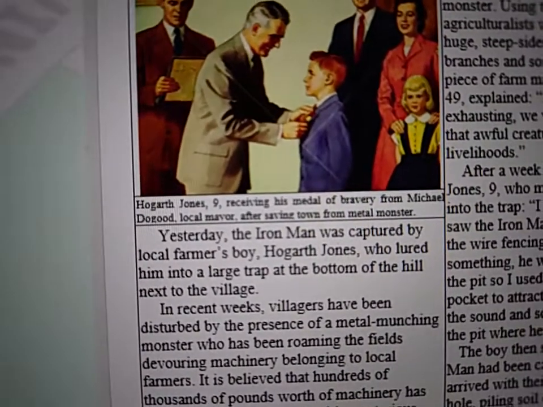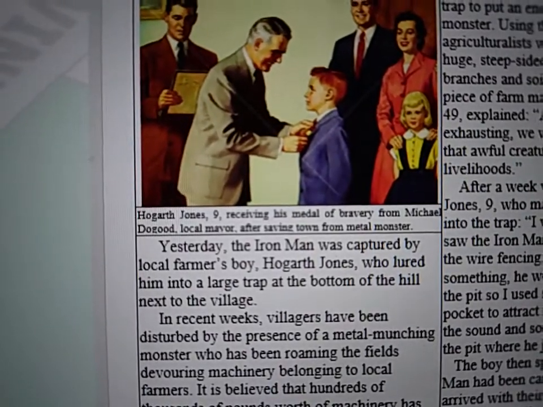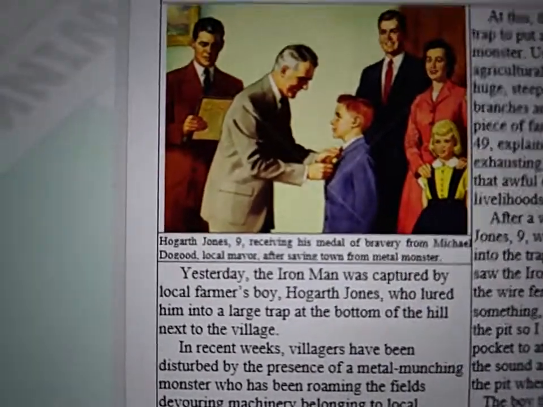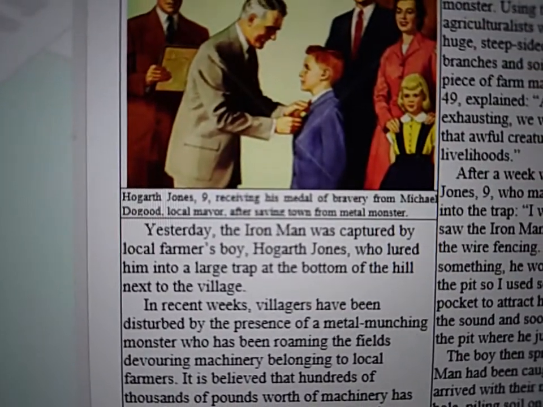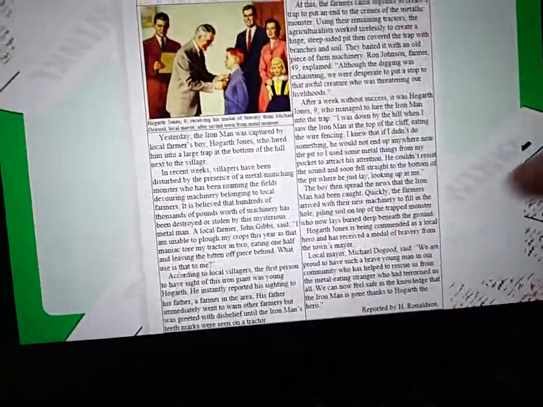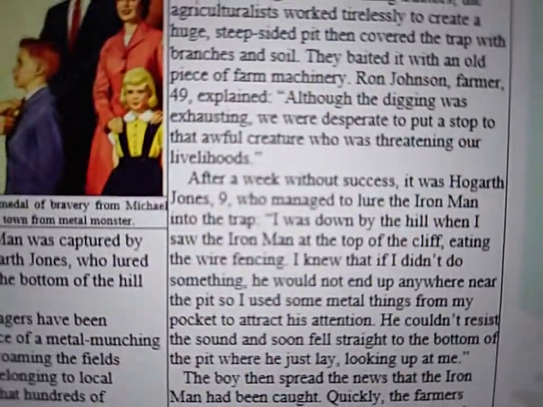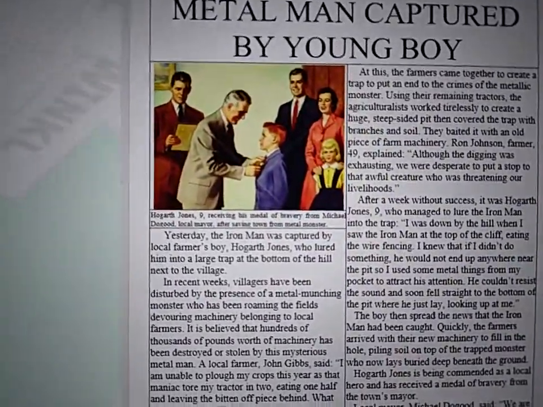Here's the caption with the photograph. Yesterday, the Iron Man was captured by a local farmer's boy, Hogarth Jones, who lured him into a large trap at the bottom of the hill next to the village. Okay, that's the entire story written in just one very condensed sentence. Love it. And then you've got the body. There we go. I can see loads of examples of quotes going on there. And like we said before, the photograph.